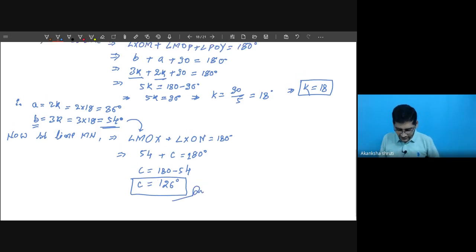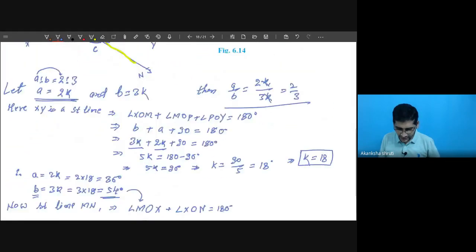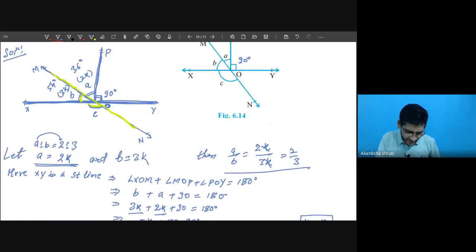So student, the question was asking for C, but for calculating C here, you need to first calculate A and B. For calculating A and B, you need to first calculate this in terms of K. Whatever ratios are given, we have to apply for the linear pair. This way we have to solve it.